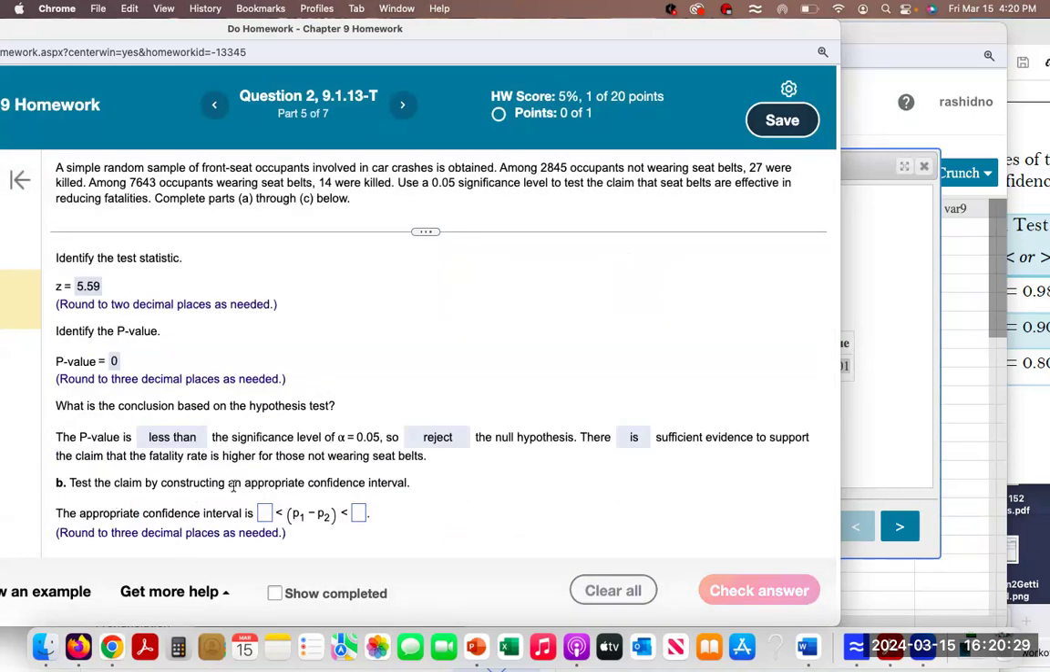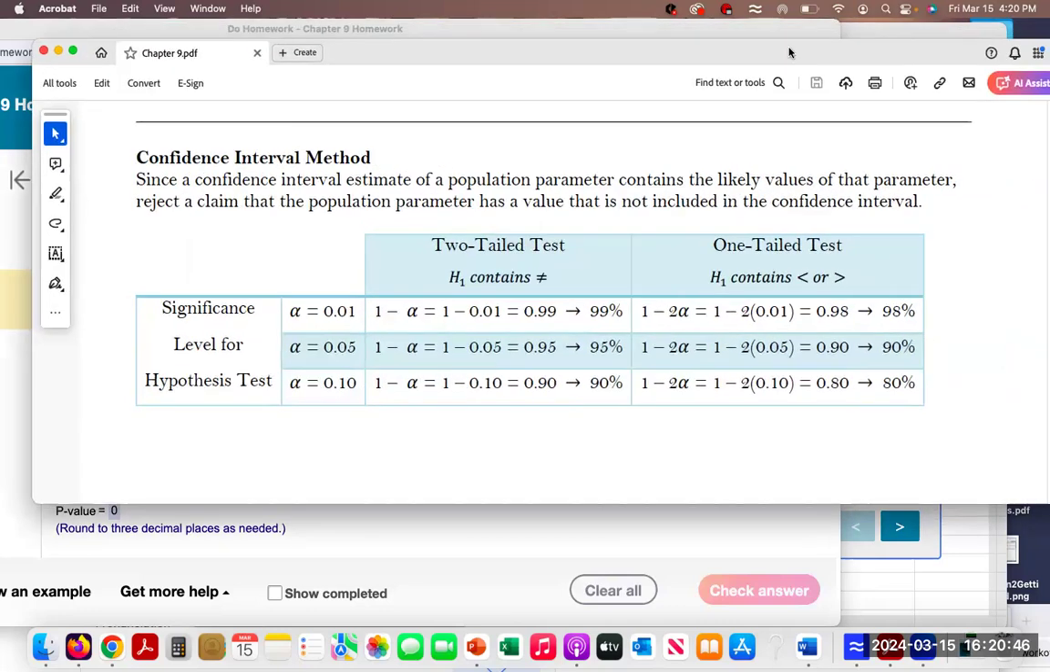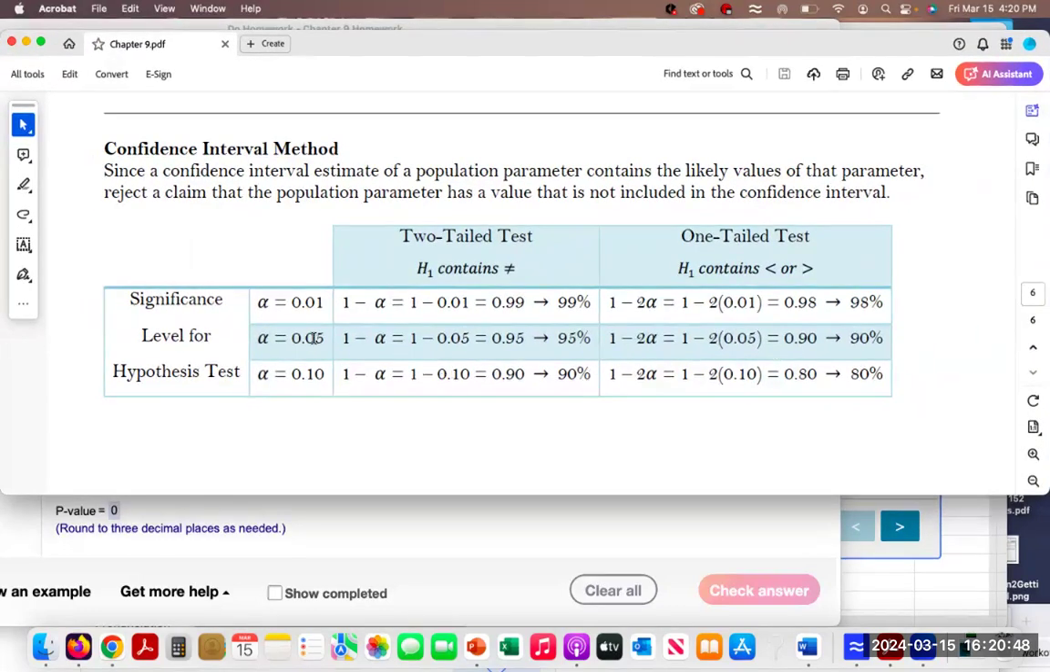So now test the claim by constructing a confidence interval. We're working with a 0.05 significance level, and the alternate hypothesis is greater. So that means it's a right tail test, one tail test. From that, we can figure out what level to use. So here's a chart. We're working with a 0.05 significance level and a right tail test, so we're going to use a 90% confidence interval according to this table.